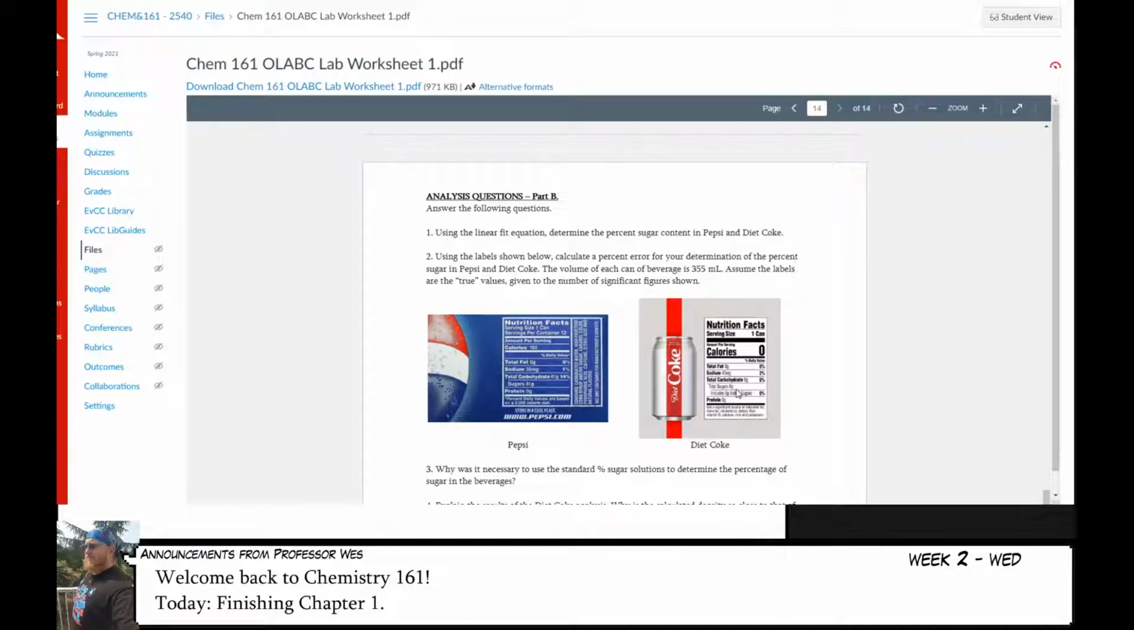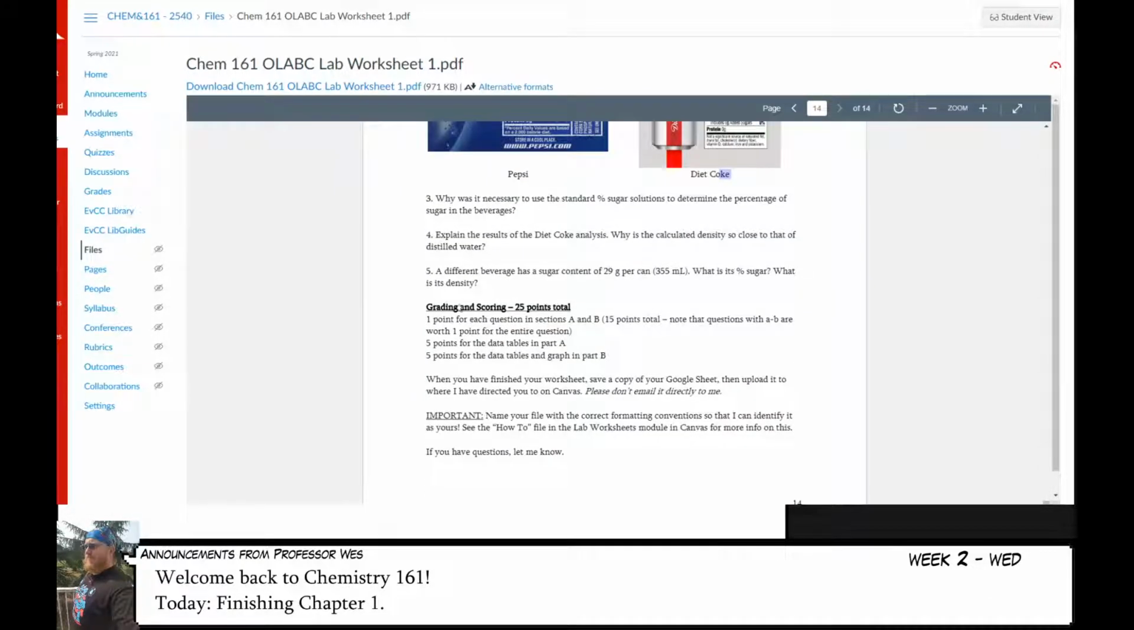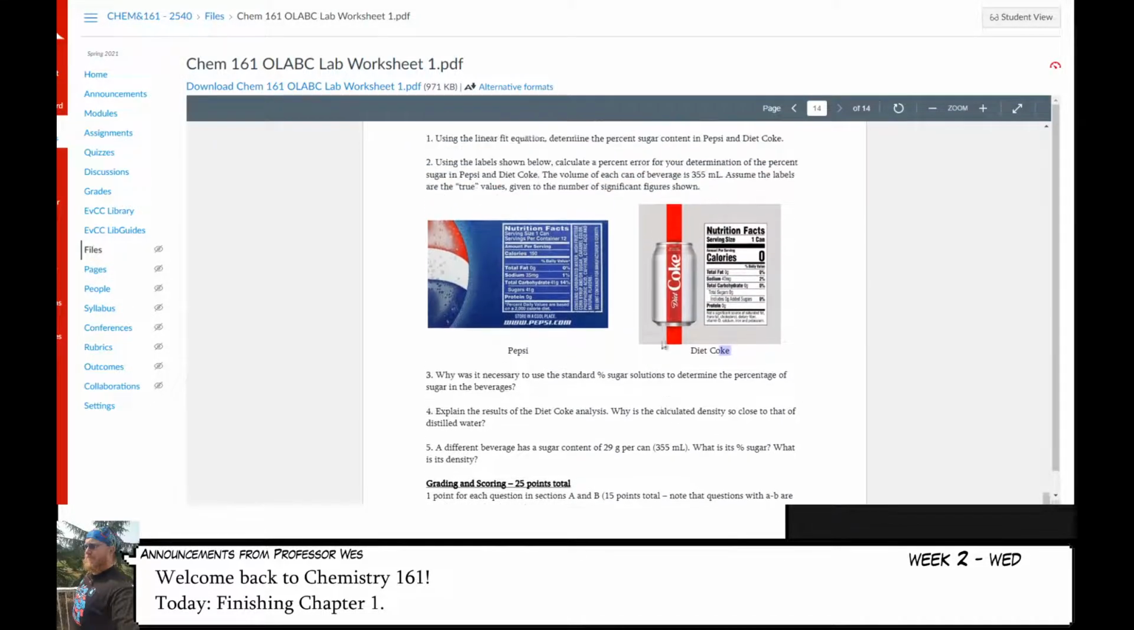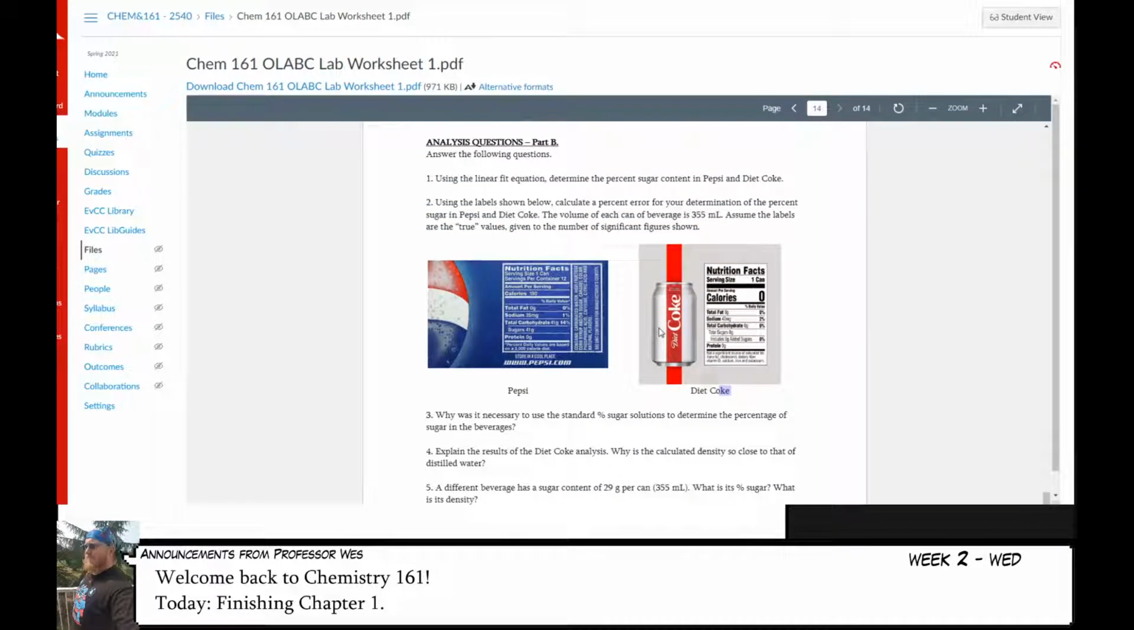For Diet Coke, well, it's Diet Coke. How much sugar is in Diet Coke? Well, there's nothing, right? So there's 0 sugar for 355 milliliters. So you know what its percent sugar is. And then you can calculate percent deviations based on what you got from your calculations. Note that 0 is kind of difficult to do a percent error for, so your percent error will be undefined for Diet Coke. But for Pepsi, you can calculate a percent error.